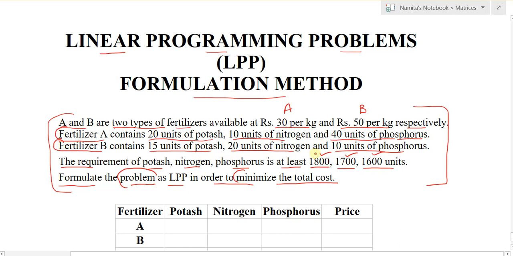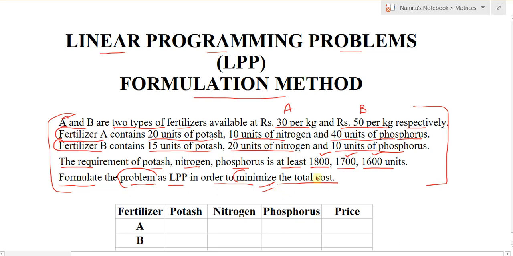Okay, now this entire problem, this entire question you have understood. There are two types of fertilizer. Each fertilizer contains some units of potash, nitrogen and phosphorus. We have to minimize this problem. Okay, we have to formulate the problem in order to minimize the total cost.